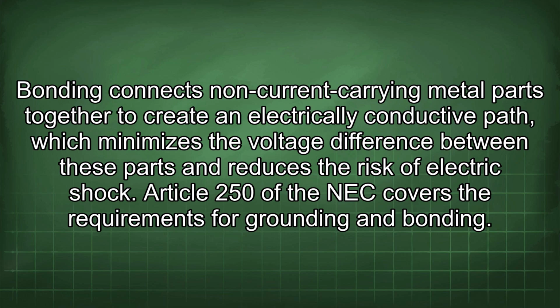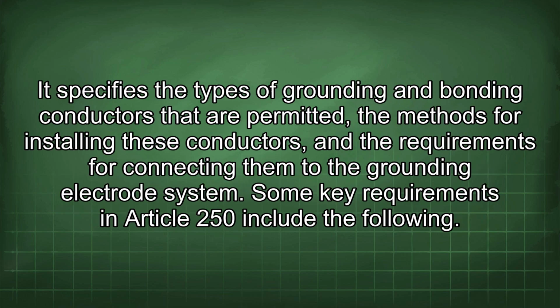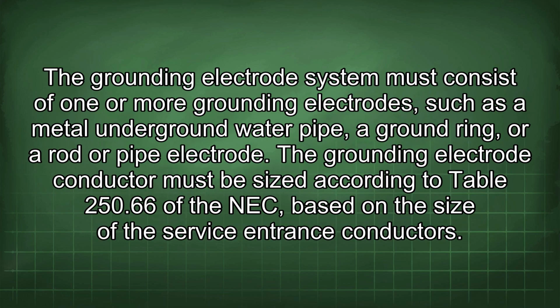Article 250 of the NEC covers the requirements for grounding and bonding. It specifies the types of grounding and bonding conductors that are permitted, the methods for installing these conductors, and the requirements for connecting them to the grounding electrode system. Some key requirements in Article 250 include the following. The grounding electrode system must consist of one or more grounding electrodes, such as a metal underground water pipe, a ground ring, or a rod or pipe electrode.